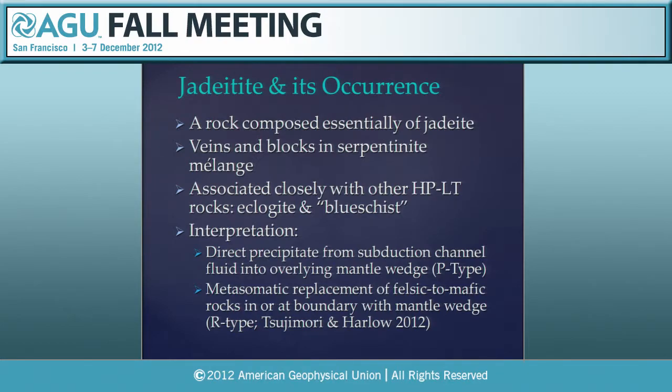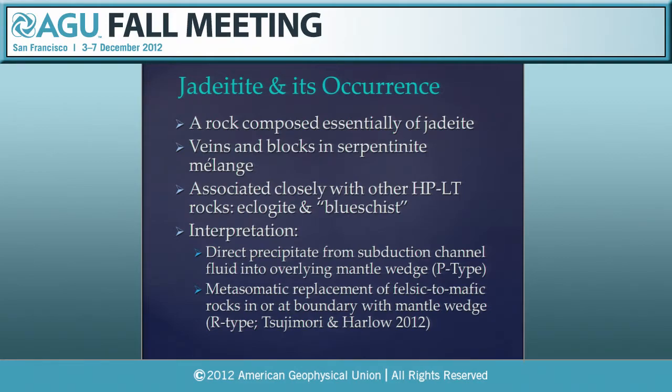So what is jadeitite? It's essentially a rock composed principally of jadeite. In the gem industry that may be 95%. In petrology, it's probably something on the order of 70 to 80% or more, because oftentimes they're altered. They're found in situ in few places, in veins and blocks in serpentinite melange, but normally they turn up as erosional features down in streams below the serpentinite melanges. They're closely associated with high pressure, low temperature metamorphic rocks like eclogites and what I would call glaucophane metabasites rather than blueschists.